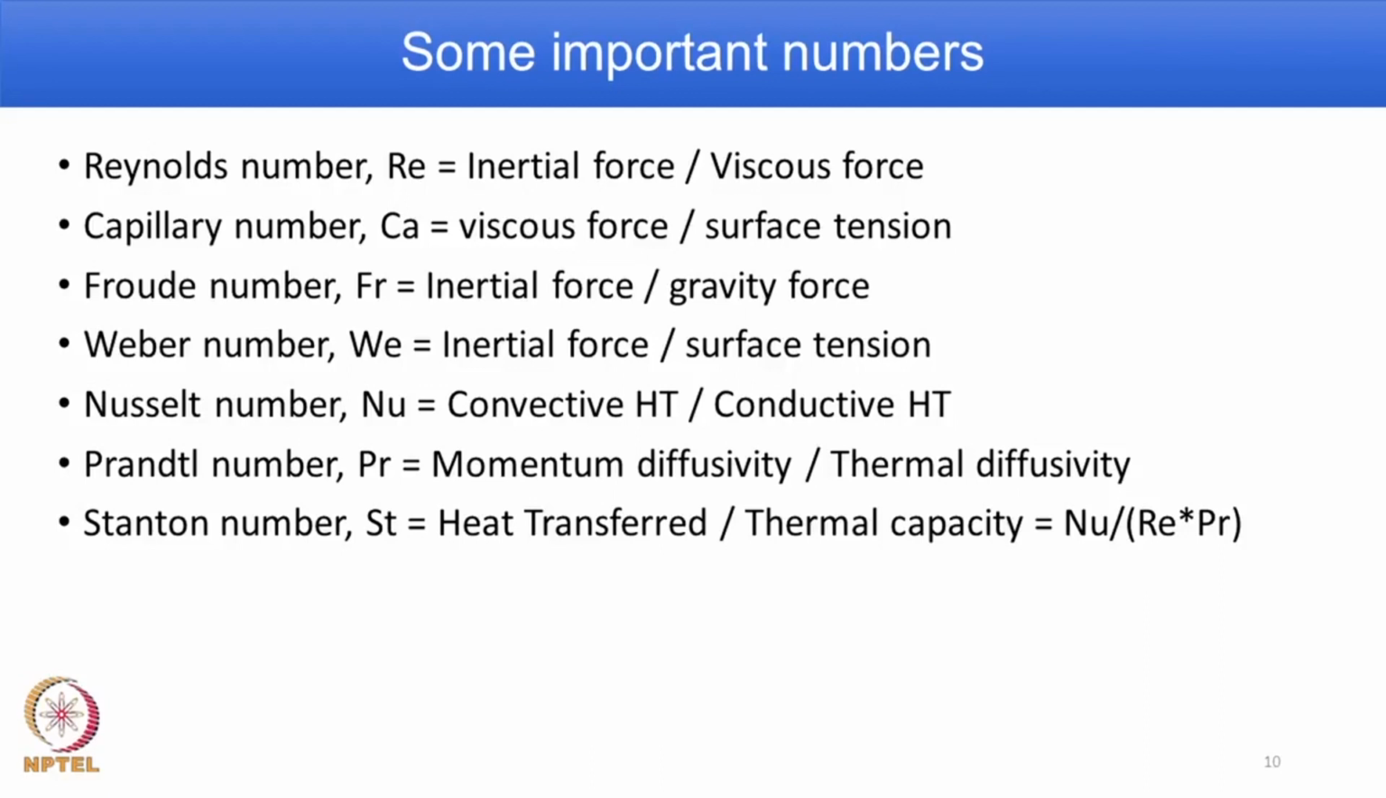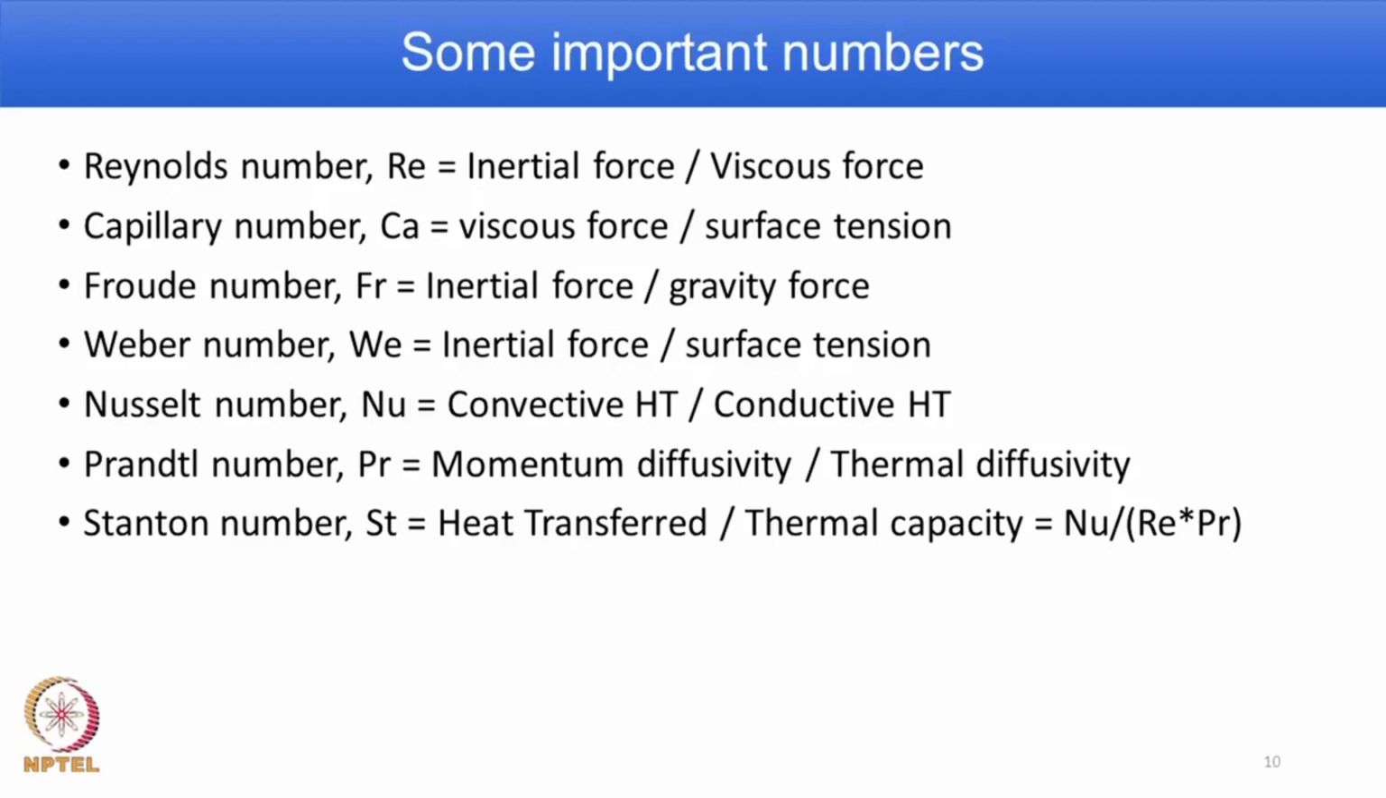In the heat transfer context, you have the Nusselt number, given the symbol Nu, and it is the ratio of convective heat transfer to conductive heat transfer. Then there is the Prandtl number, Pr, which is the ratio of momentum diffusivity to thermal diffusivity.